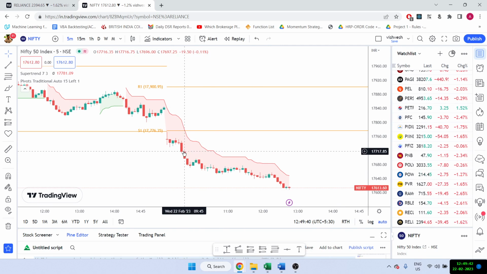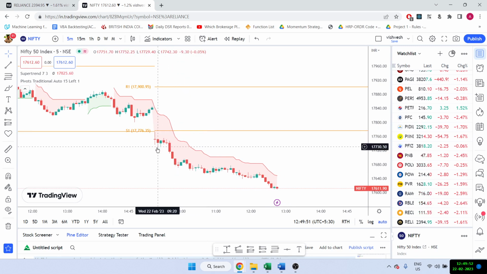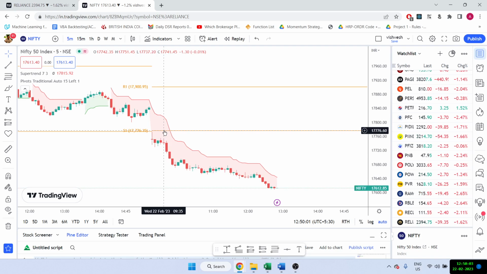So for taking the entry, we need two confirmations. If we are looking for a selling entry, we want the stock to close below the S1. So you can see here, the first candle itself has closed below the S1, and at the same time, we want the super trend to be red. Those are the entry conditions. And as you can see, there is a double confirmation here.